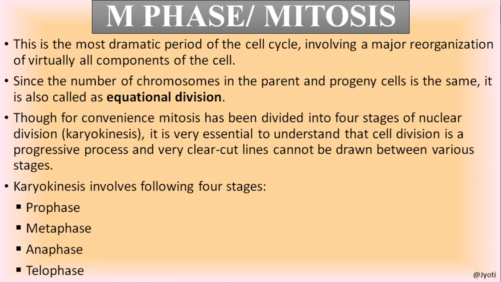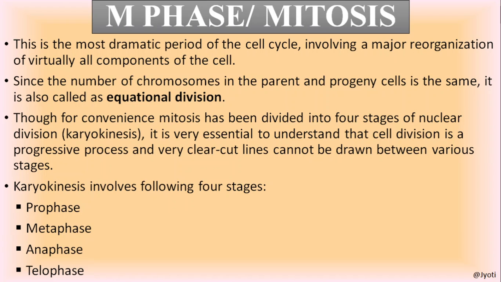In mitotic division or mitosis, the parent cell divides into two daughter cells, and these daughter cells have the chromosome number equal to that of the parent cell. So it is called equational division. That means if the parent cell has 46 chromosomes, when it divides to form two daughter cells, each daughter cell also contains 46 chromosomes. That means the number of chromosomes is the same in both parent cell and the daughter cell. Hence it is called equational division.